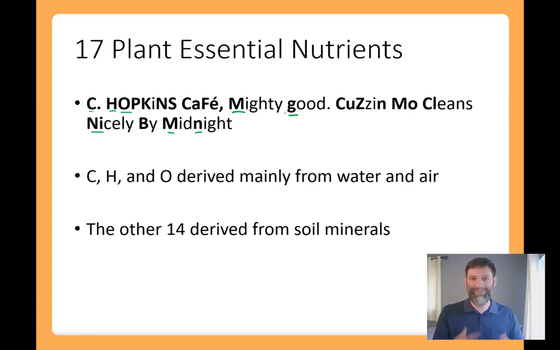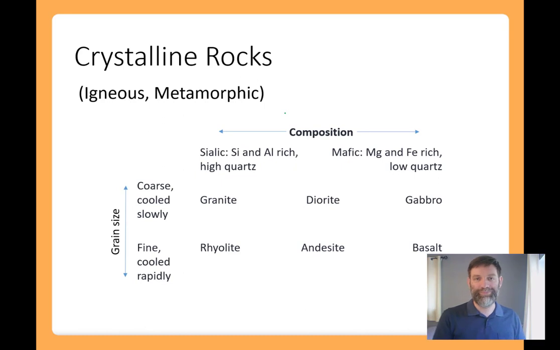Some of them, a lot of them get recycled through plant death, decay, decomposition, nutrient cycling. Some of them, nitrogen, that one can come from minerals, but probably more commonly from the atmosphere. So there are a few other things, details that we will expand on as the quarter progresses. But minerals are important. One reason is they are the ultimate source of many of the essential nutrients for plants.